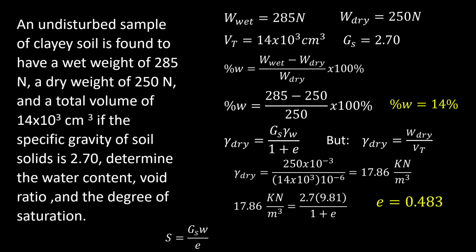And this is now our formula that we're going to use in finding the value of the degree of saturation. Degree of saturation is represented by capital letter S, and its value is the product of specific gravity and water content divided by void ratio.